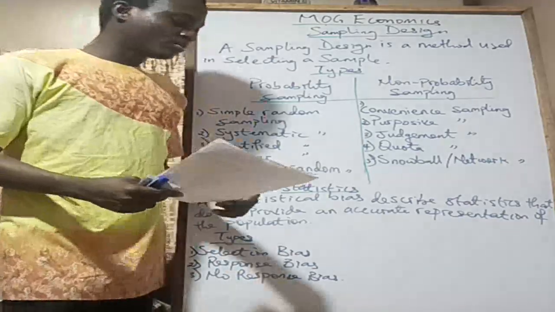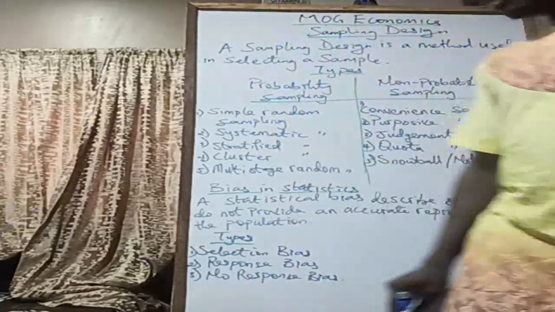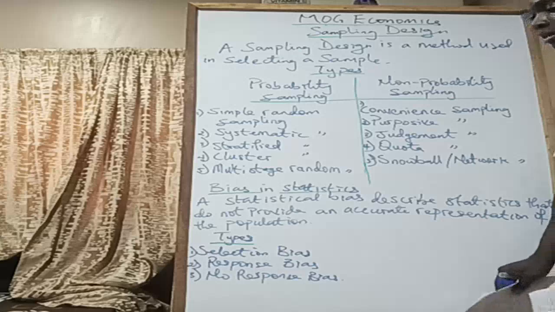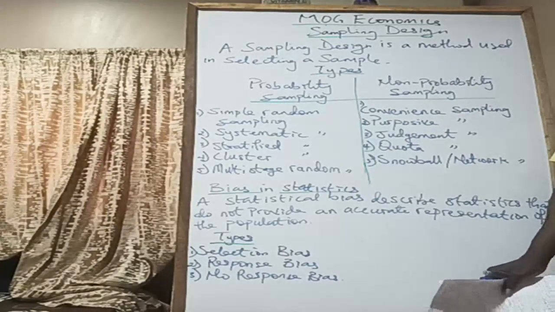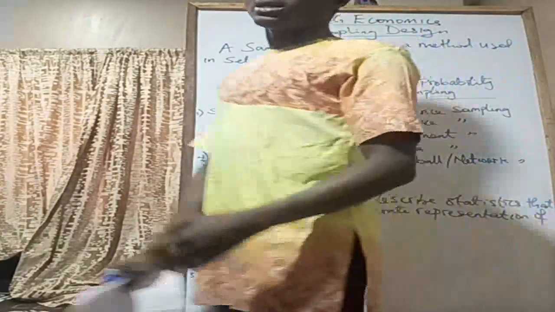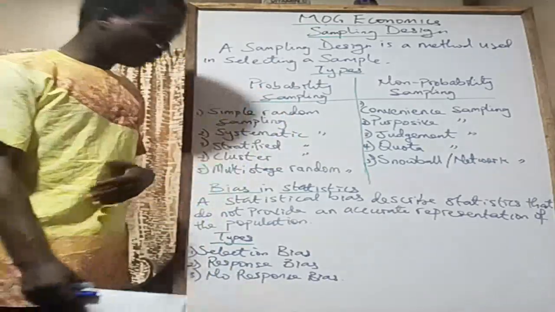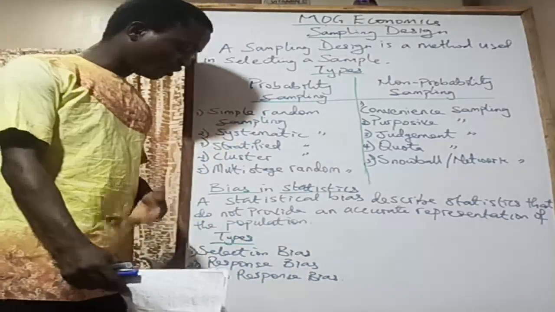So after saying that, we have bias in statistics. Bias in statistics. So what does this mean? Bias is a phenomenon that does not allow the outcome of a research to be representative of the population. So there are several types of bias basically. Okay, but then we'll be looking at three of them.